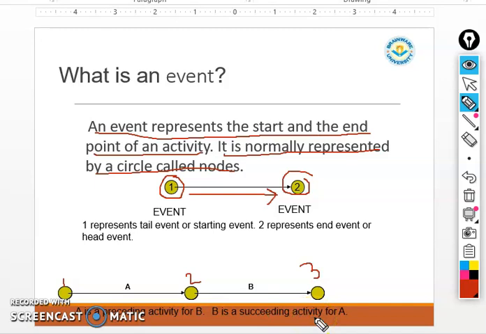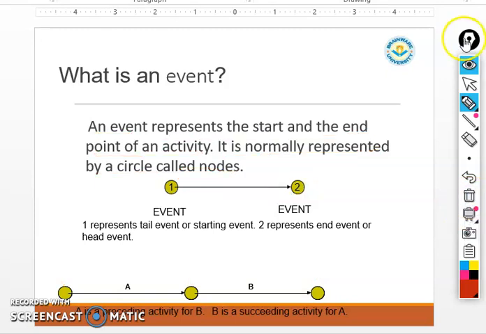তার মানে আমি যদি বিল্ডিং কনস্ট্রাকশনের কথা ভাবি, ফাউন্ডেশন হচ্ছে প্রিডিসেসর অ্যাক্টিভিটি অফ দ্য মেকিং পিলার। পিলার তৈরি করার আগে আমাকে ফাউন্ডেশন করতে হবে, দ্যাট ইজ দ্য প্রিডিসেসর অ্যাক্টিভিটি, অ্যান্ড দ্য সাকসিডার অ্যাক্টিভিটি ইজ পিলার। যেমন ছাদ তৈরি করতে গেলে আমাকে পিলার করতে হবে। দ্য পিলার ইজ দ্য প্রিডিসেসর অ্যাক্টিভিটি অ্যান্ড ছাদ ইজ দ্য সাকসিডার অ্যাক্টিভিটি। ক্লিয়ার? So it's a very important idea regarding the drawing of a genuine project or network diagram.